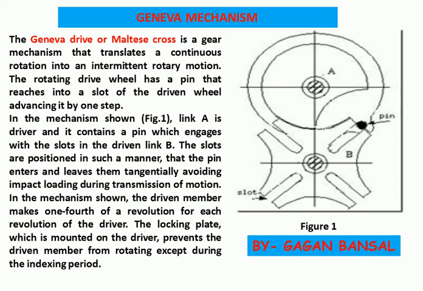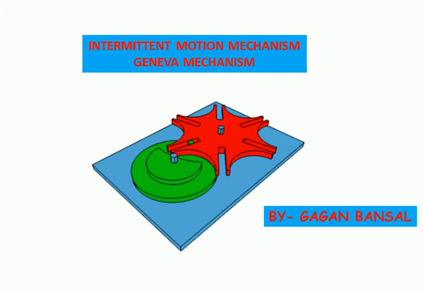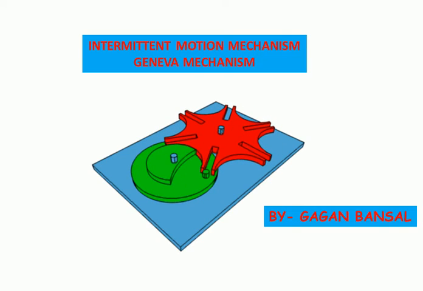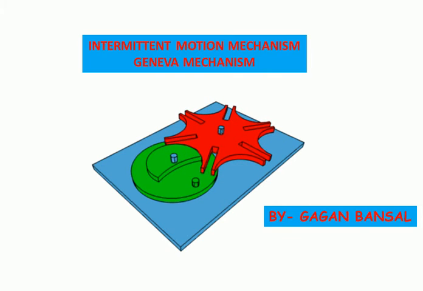Let me show you the moving mechanism of the Geneva. Here the driving wheel is shown in green color, whereas this orange color is the slotted driven wheel. With one rotation of the driving wheel, there is 1/4 rotation of the driven wheel. So that shows the intermittent motion mechanism.